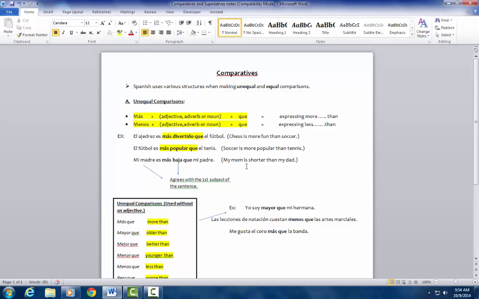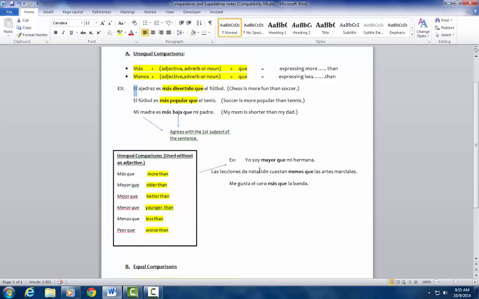Third example. Mi madre es más baja que mi padre. Baja is feminine because it agrees with the first subject of the sentence, which is madre. My mom is shorter than my dad. Looking back at the first one, divertido ends in an O because ajedrez is a masculine noun.